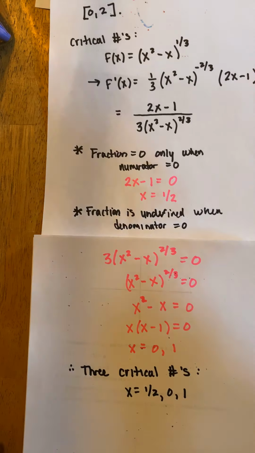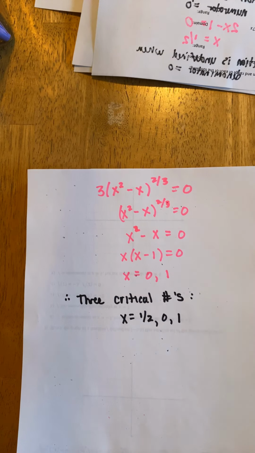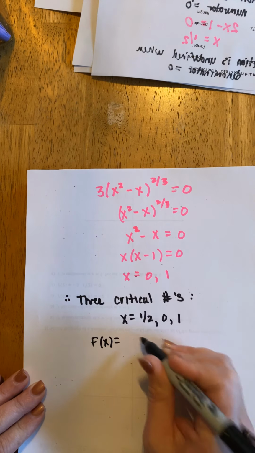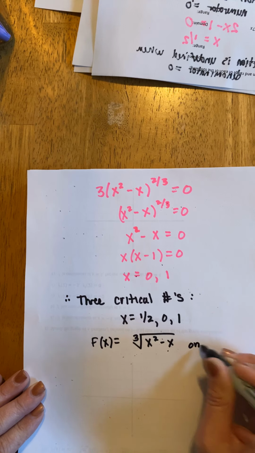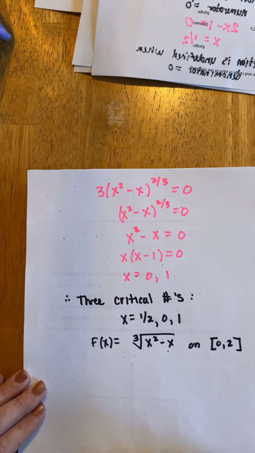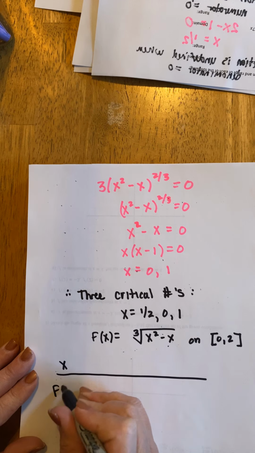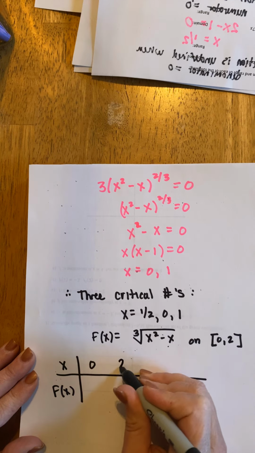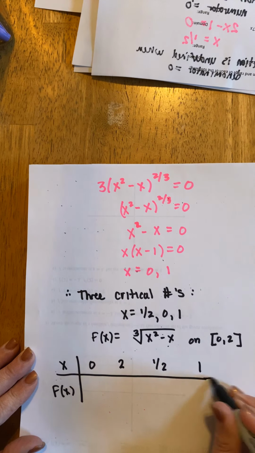So now if we follow the process, we make a table of values. Remember, the original function is the cube root of x squared minus x, and we're looking at this on 0 to 2. So a critical number just happens to be an endpoint, and that can happen. So we can make a table of values. My inputs are going to be my endpoints, 0 and 2, and then my critical numbers, 1/2. I don't need 0 again, and 1.